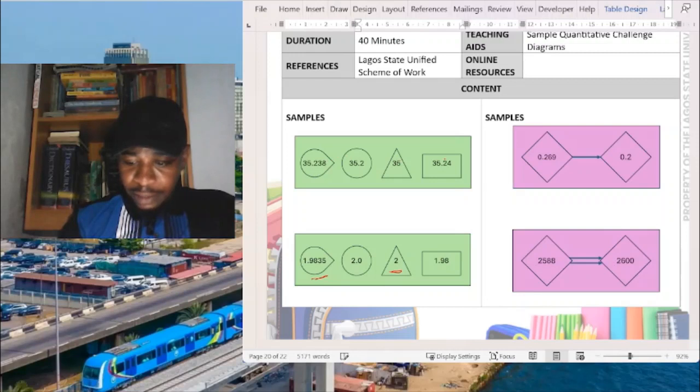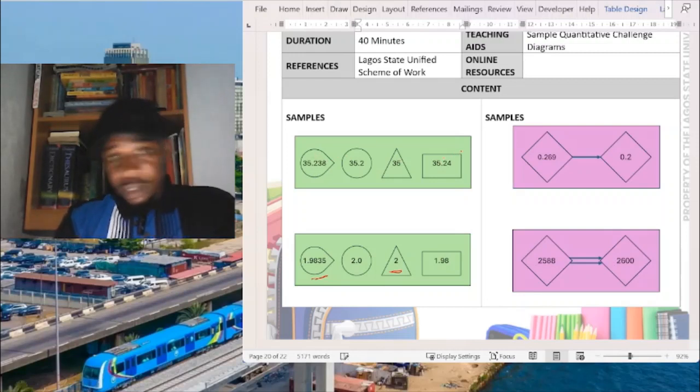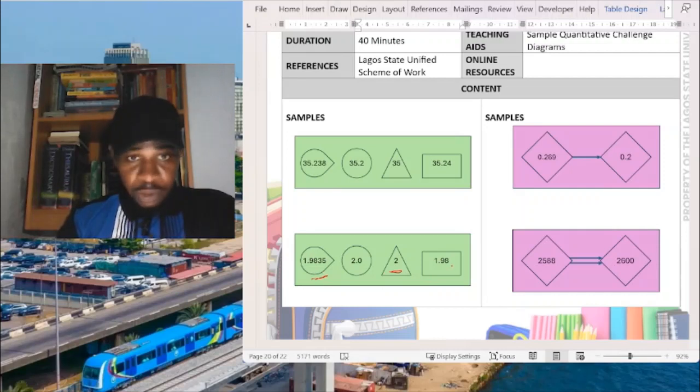And now finally the rectangle, 35.238 is now 35.24. Your guess is as good as mine. That is rounding off to two decimal places, or to the nearest hundredth. And if you look at the second sample, that works out in a similar manner.